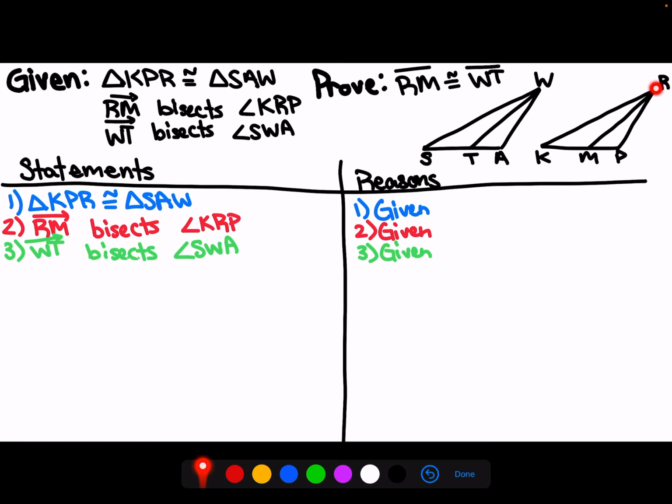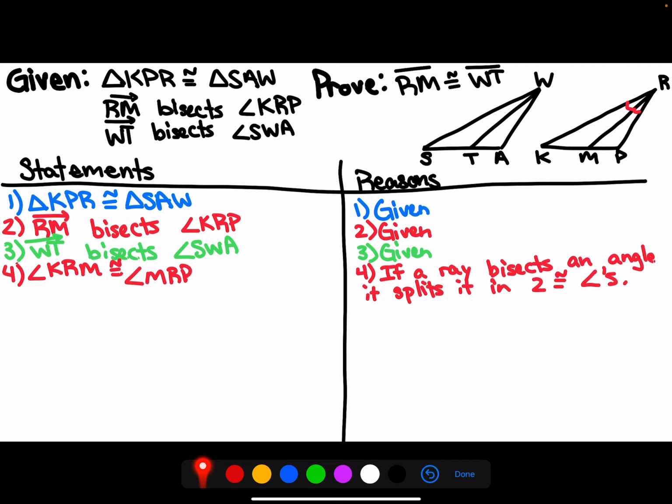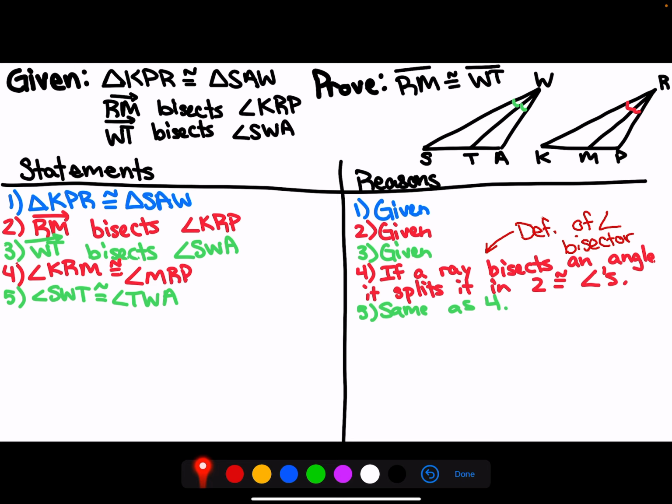So I can say angle KRM is congruent to angle MRP. And the reason I can say that is because if a ray bisects an angle, it splits the angle in two congruent pieces, or the definition of angle bisector. Now, from here, I can say the same exact thing for statement number 3, except this time I'm working on the other triangle. WT bisects angle SWA, so I can say angle SWT is congruent to angle TWA. And that's for the same exact reason as number 4, the definition of an angle bisector.